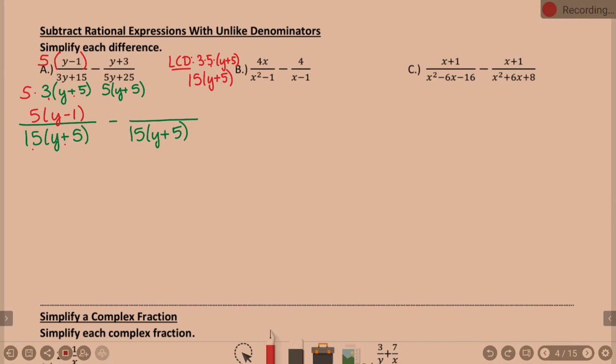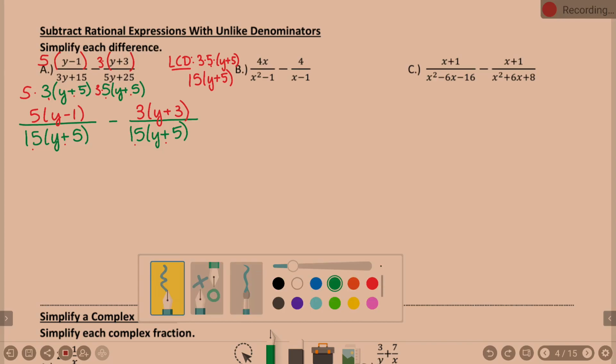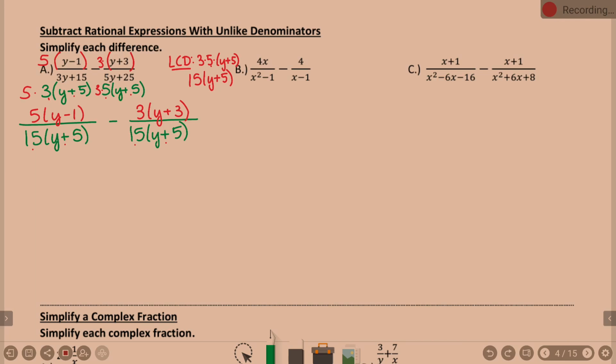Second fraction, what are we missing? Got the y plus 5, got a 5. It needs to become a 15, so how do we get there? Multiply by 3. What we do on bottom, we do on top. So this is going to be 3 times y plus 3. If you want to go ahead and distribute before you put them together, you can. I'm going to go ahead and put them together as one fraction, I think.